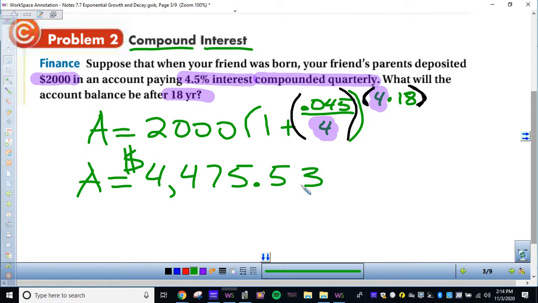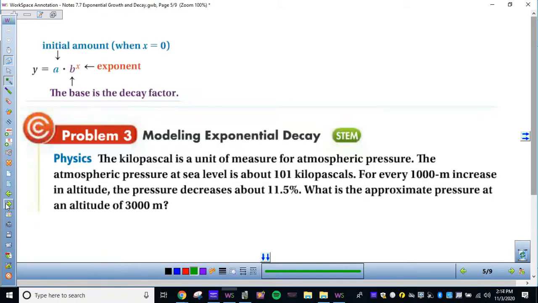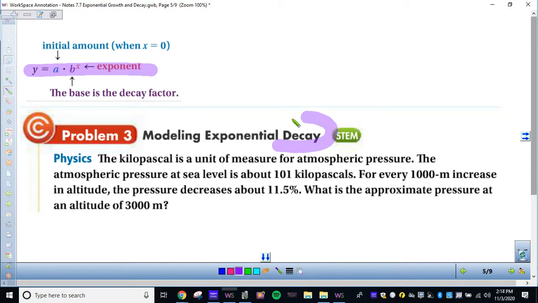Okay. So that's the answer to that question. All right. So we already wrote this formula down. We're going to read problem number 3. So we're modeling exponential decay. So remember, with decay, we're starting at the 1 or the 100 and subtracting, and then we're going to change it into a decimal after that. So just keep that in mind as we do this problem.